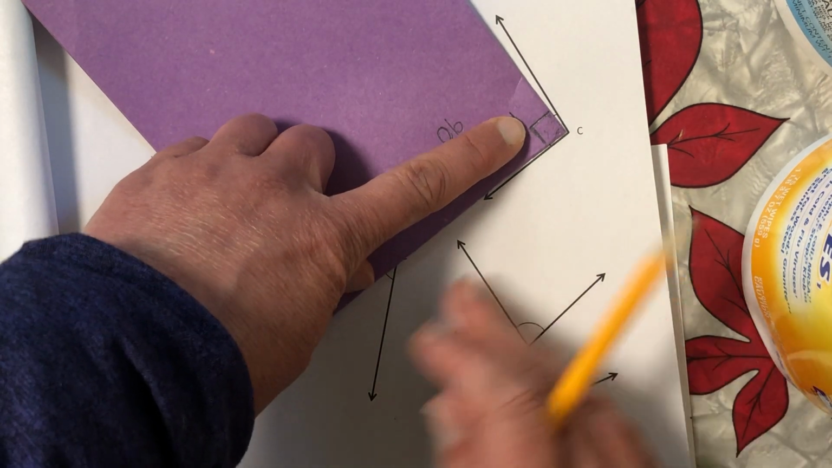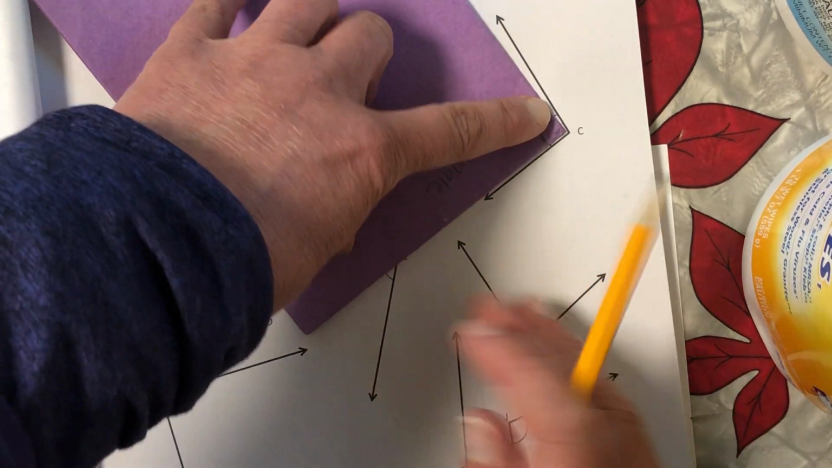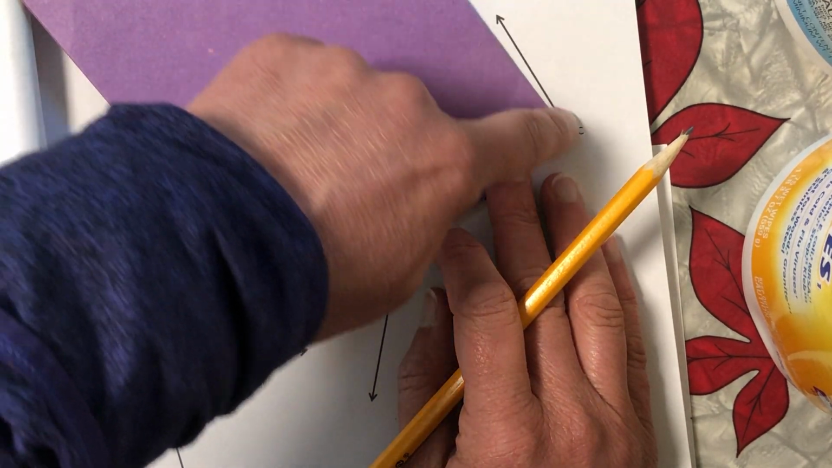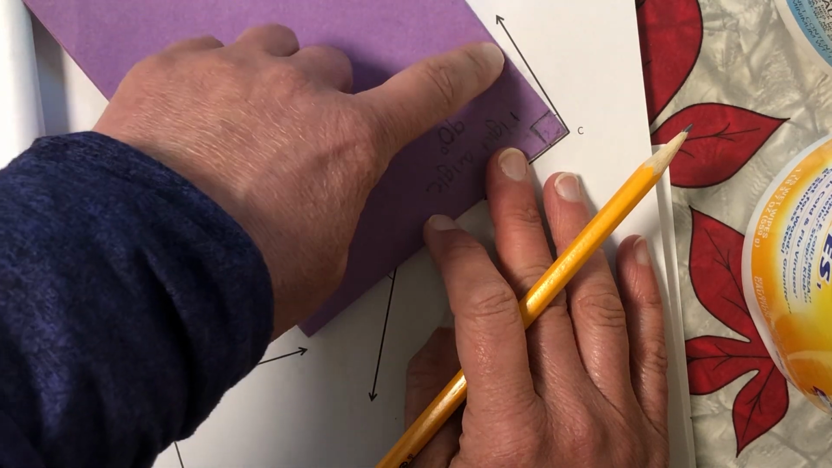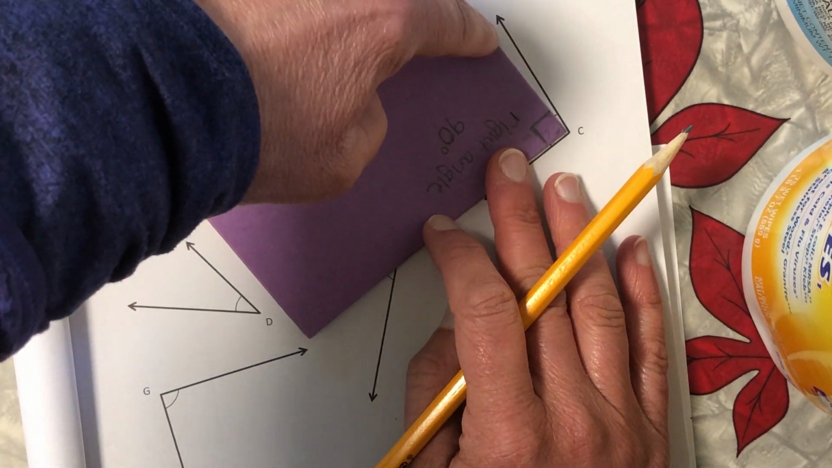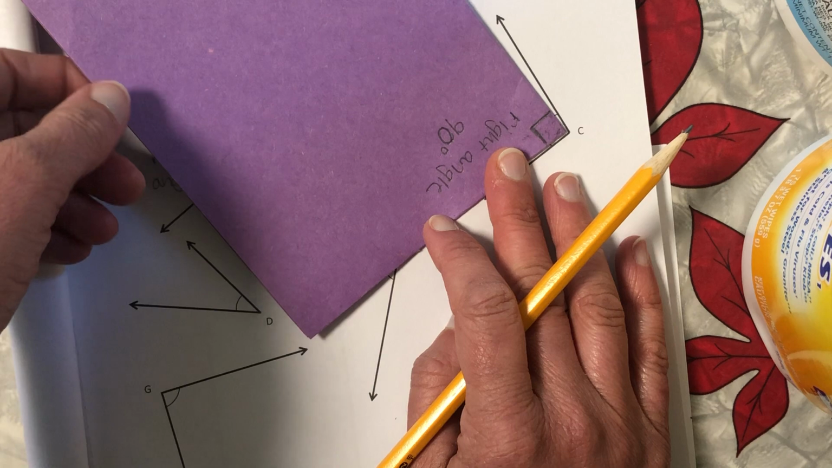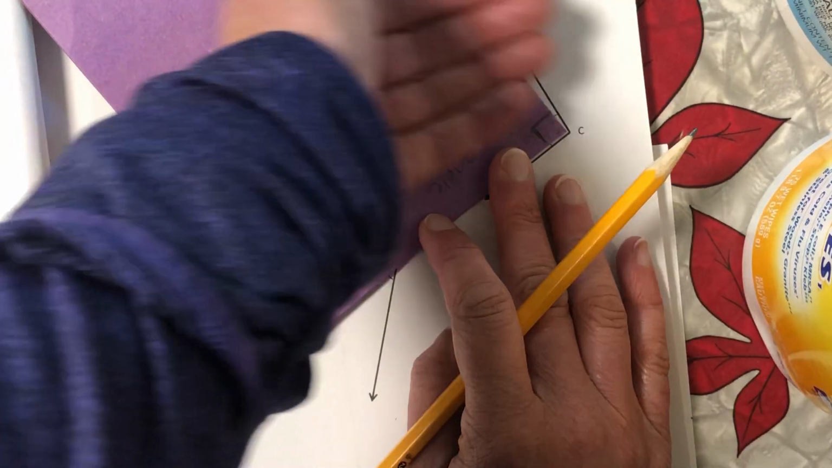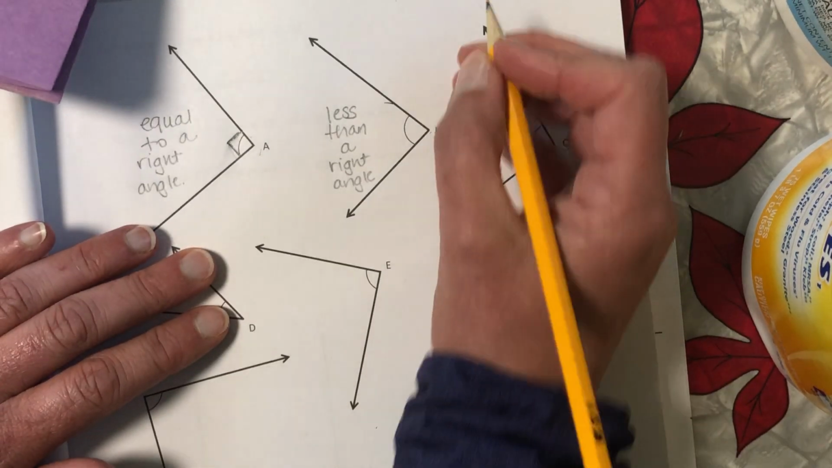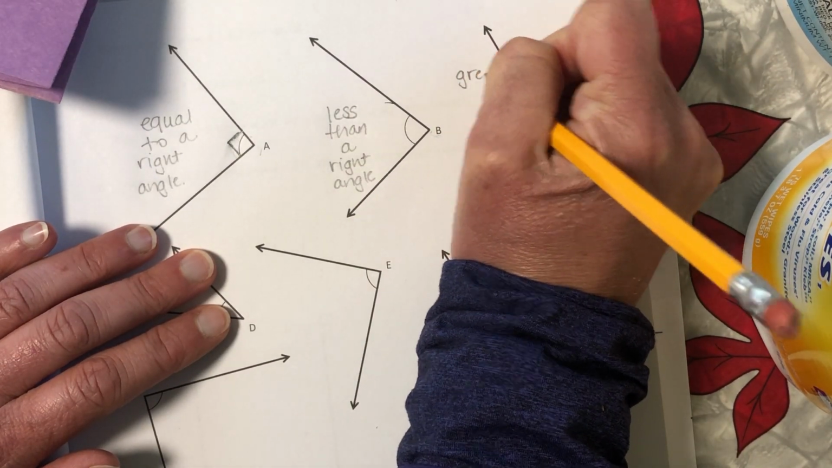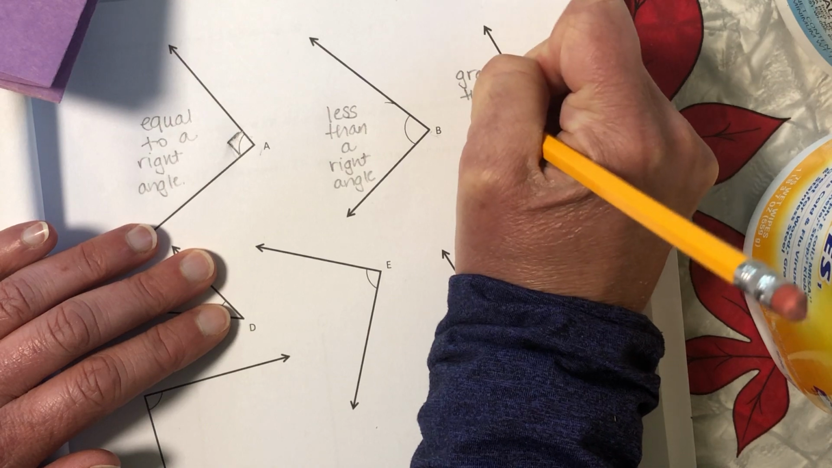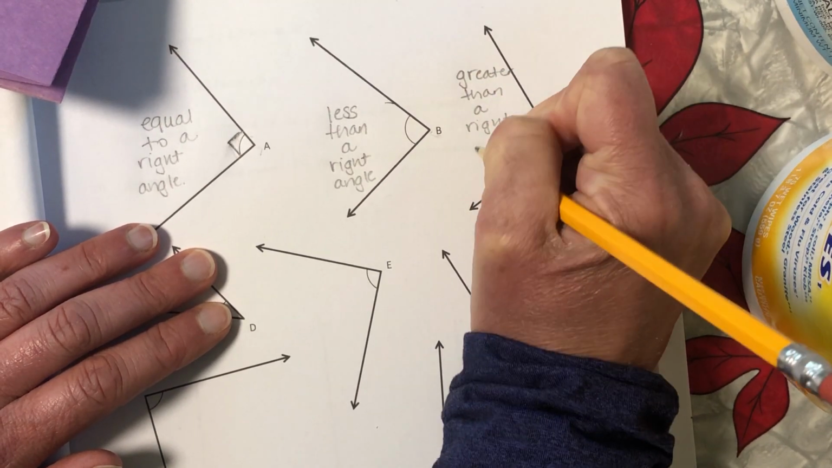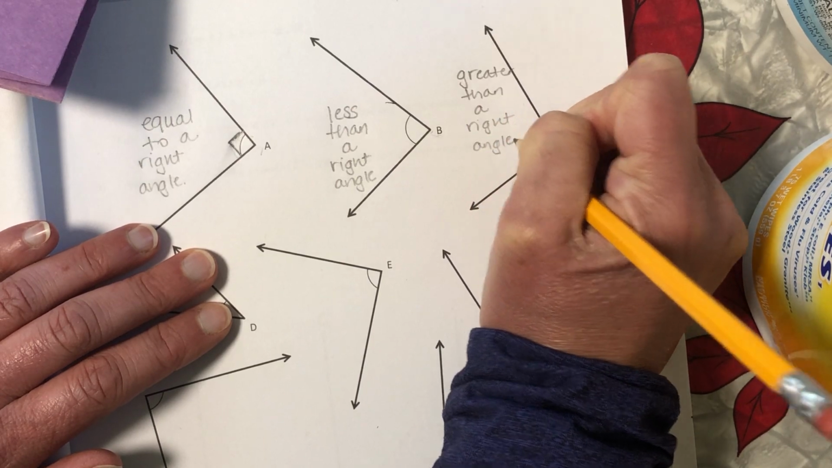Now, what do you notice? Is it equal? Definitely not. This angle C is not equal to my right angle because it actually is a little bit bigger. It's greater than a right angle. And I know that because I can see this ray kind of going off to the side. So I know that angle C is greater than a right angle.